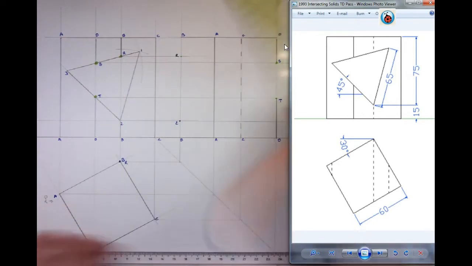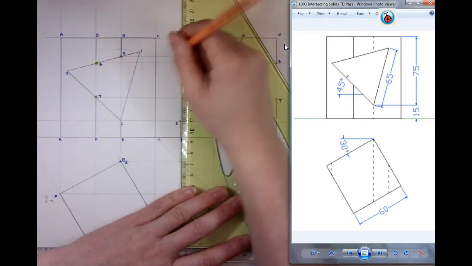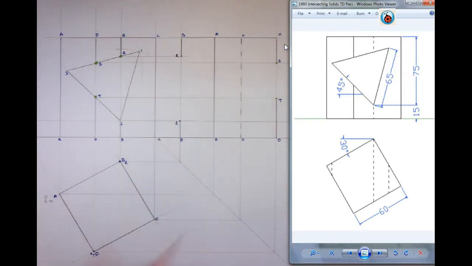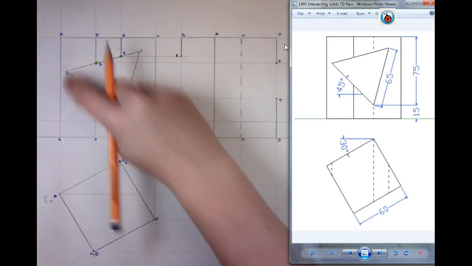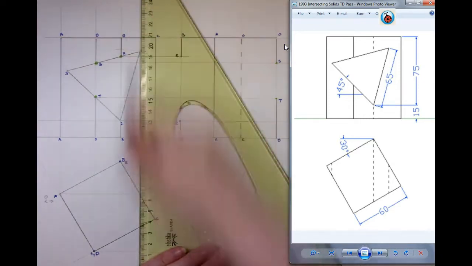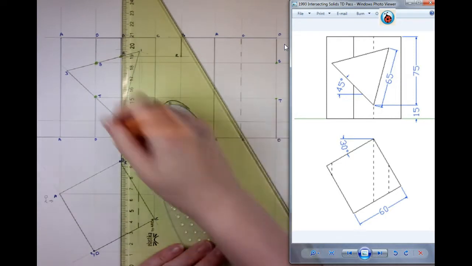I can darken in the B up to 2 and R up to B. And this is going to be space here. So that's my shape started. Now I'm going to look at 1, 2 and 3. 1, 2 and 3 cut the shape. So when I bring them down to the plan, they're going to give me hidden detail lines because they are inside the shape.